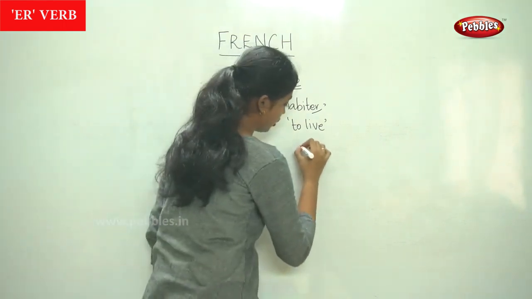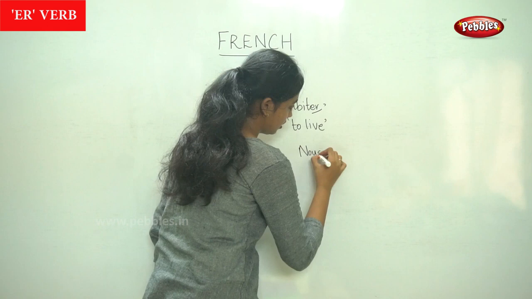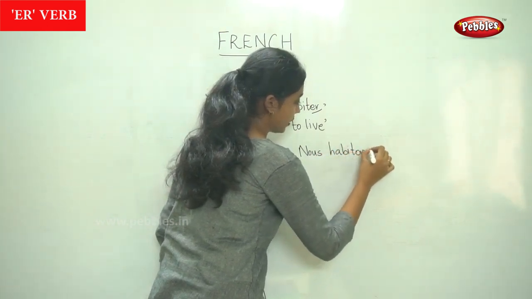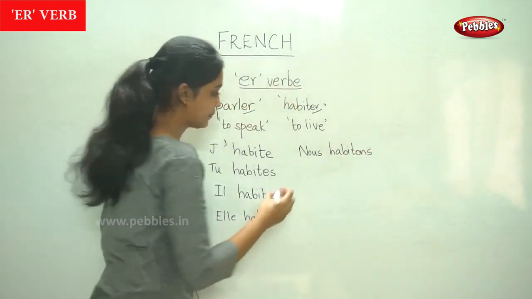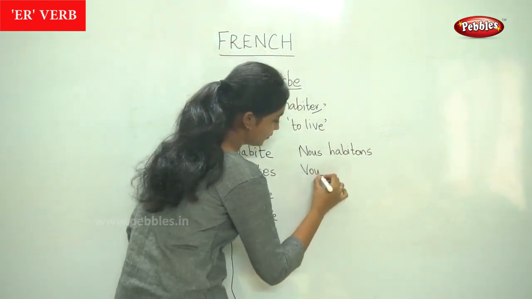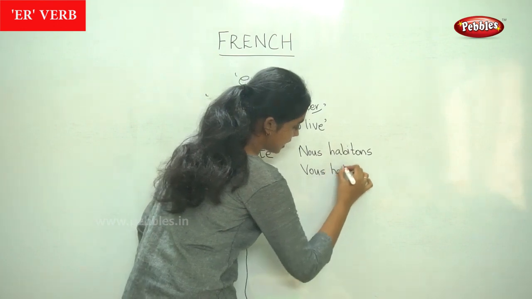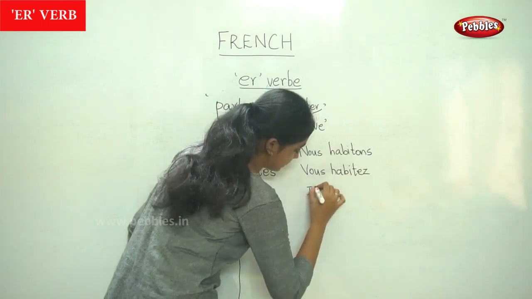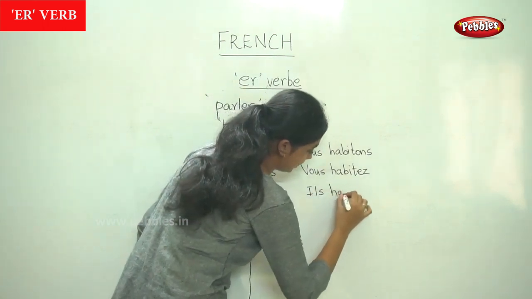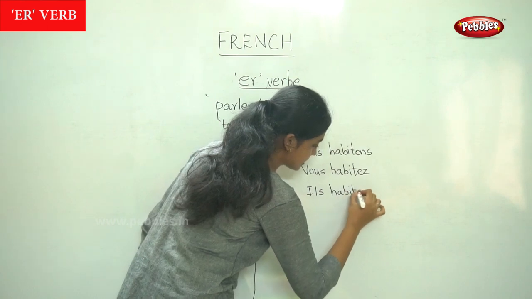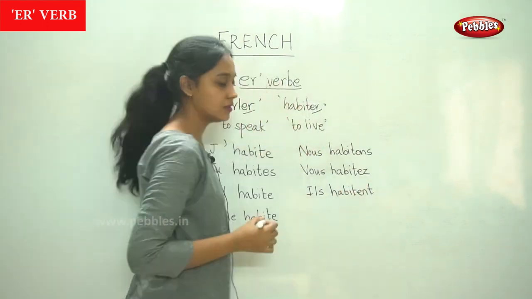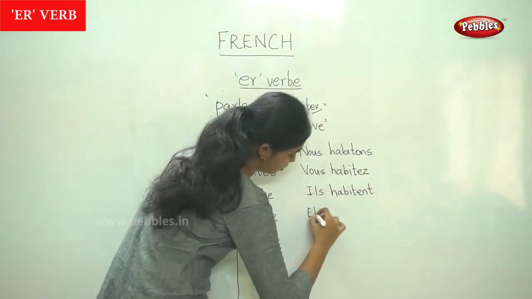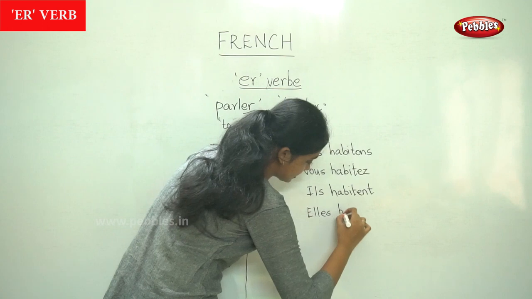Next, for nous, it is habitons. We add ONS. For vous, it is habitez. We add EZ. For ils, it is ils habitent. We add ENT. And for elles also, it is the same.